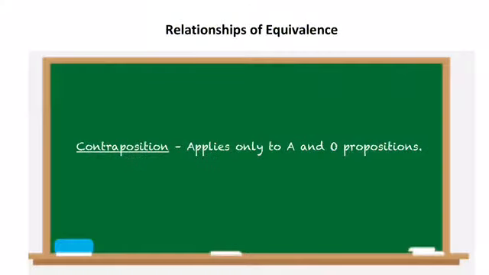So now we're going to look at our last relationship of relevance. It's called contraposition. And this one is actually a combination of both obversion and conversion. We're going to put both of those together in what we call contraposition. So contraposition applies only to A and O propositions. You can only use this relationship with those two.